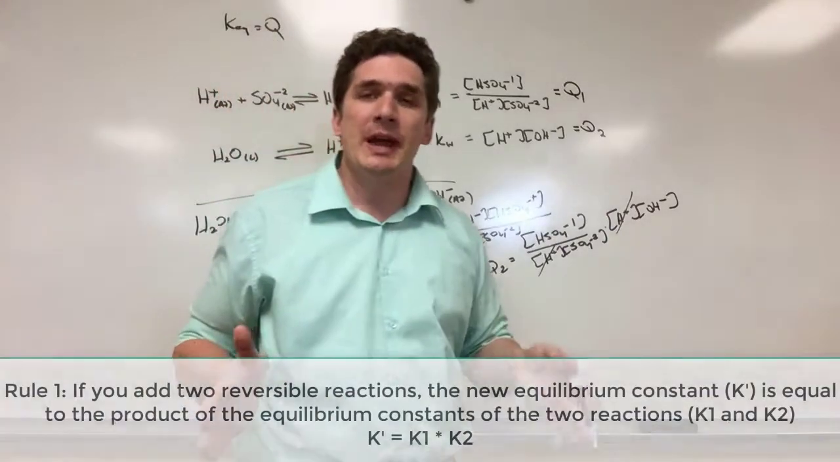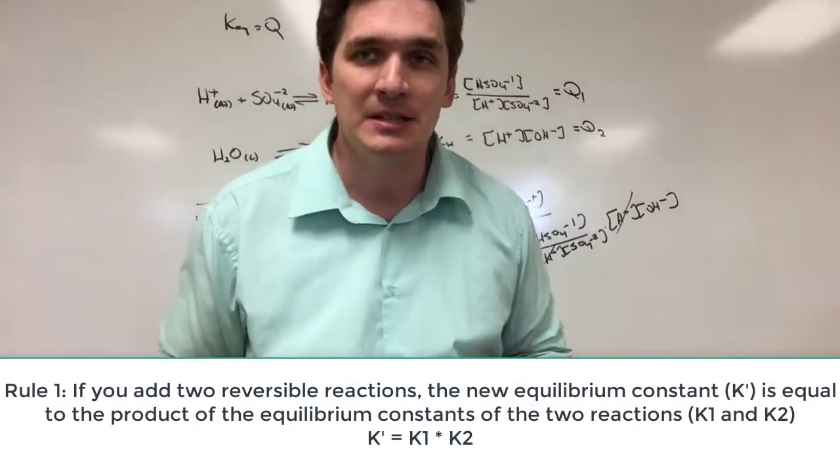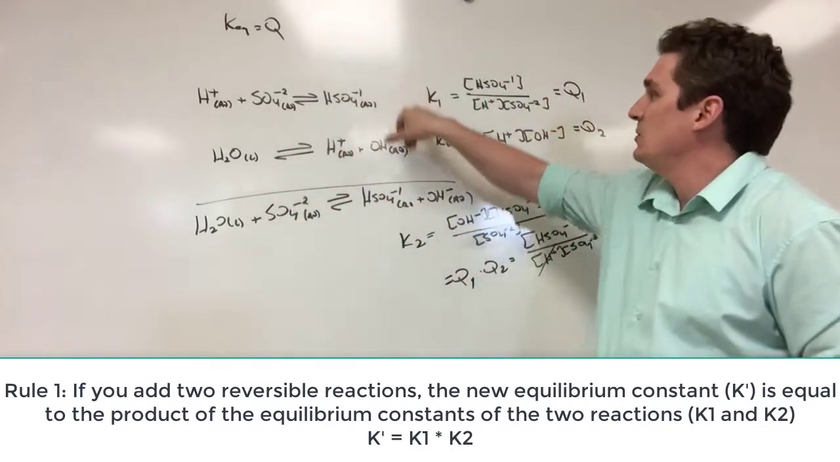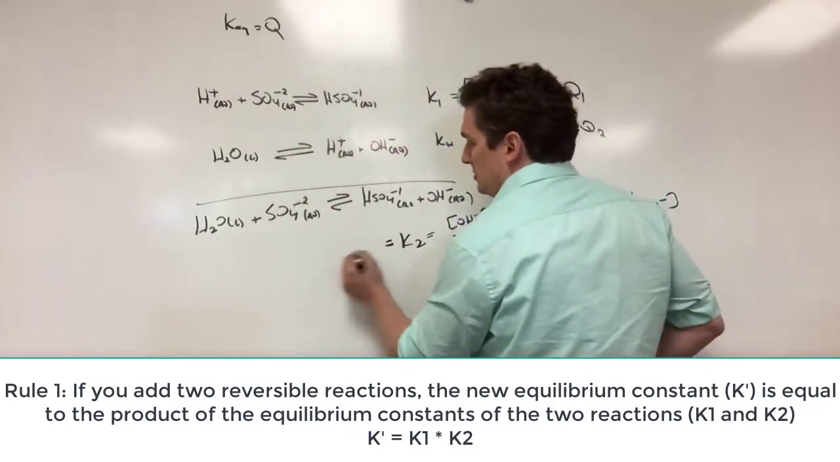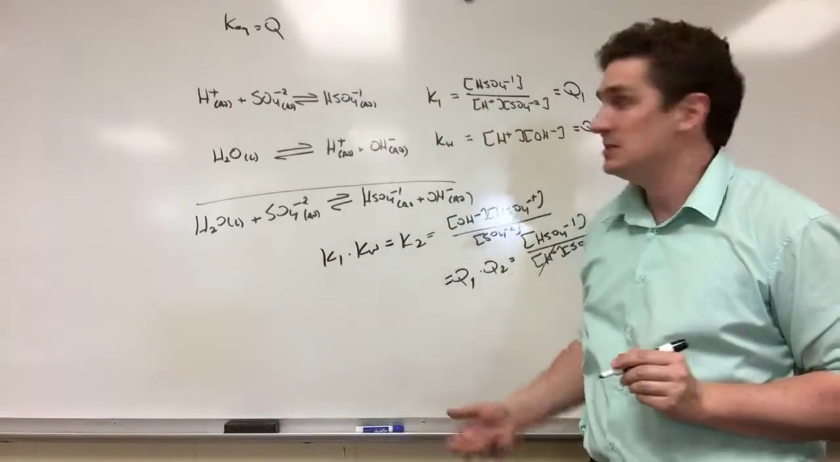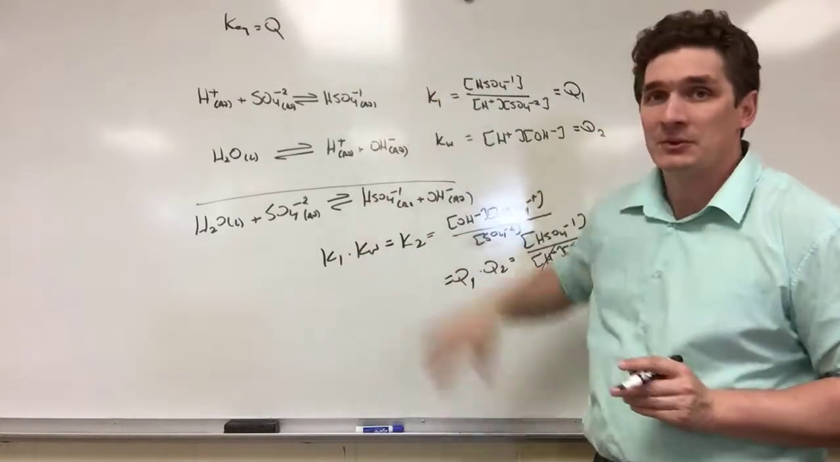If we take 2 equilibrium reactions and add them together, we multiply their equilibrium constants together to get the new equilibrium constant. So if I take this reaction plus this reaction, K2 here is just K1 times Kw, numerically. So if I had numbers for these, I can now calculate the numbers for this, based purely off their equilibrium constants.